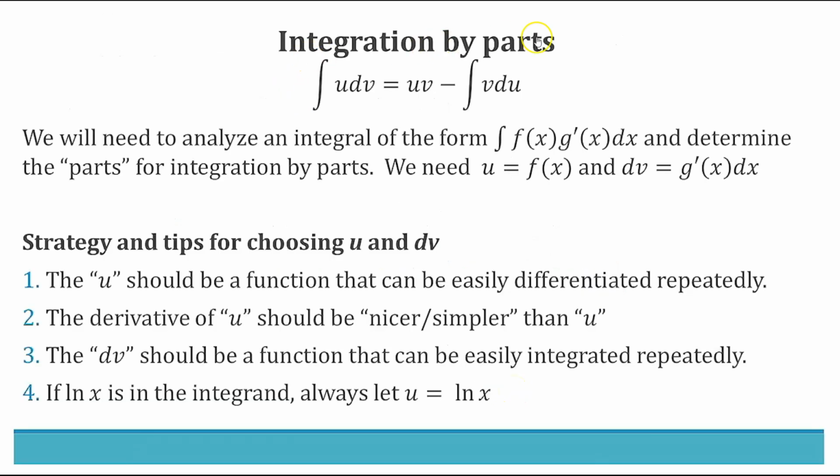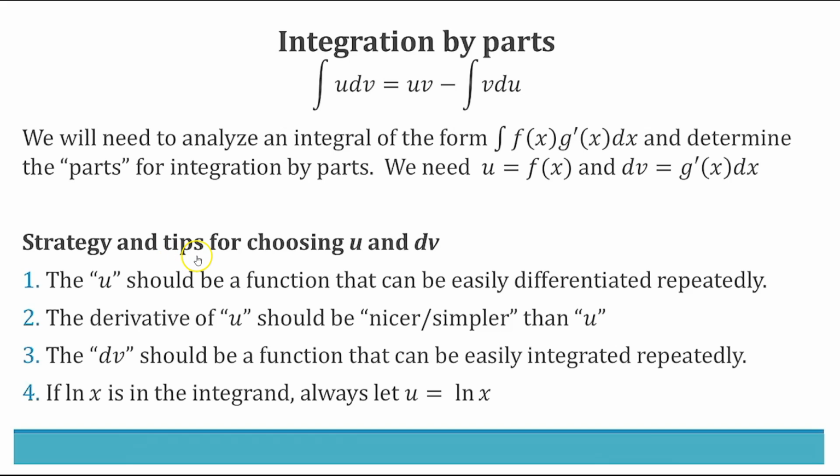So again, here's that integration by parts formula, and we will need to analyze an integral of the form the integral of f of x times g prime of x dx, and we'll need to determine the parts for integration by parts. We're going to need that u, that f of x function, and that dv, that g prime of x dx function. So how do we know how to pick a correct u and dv?